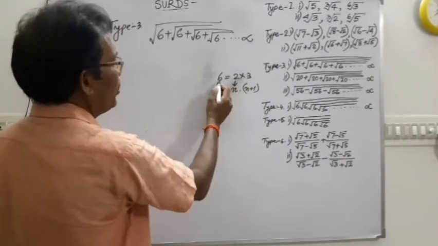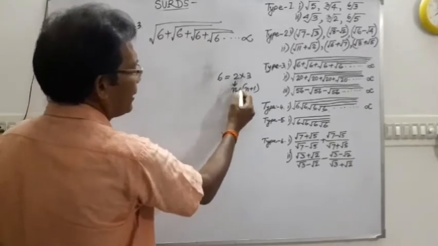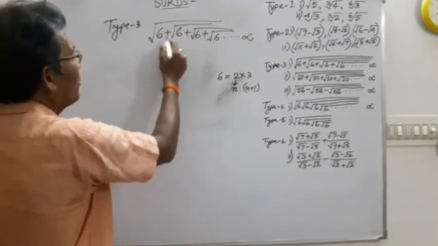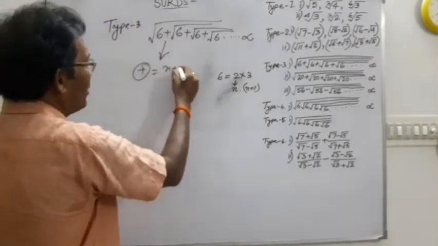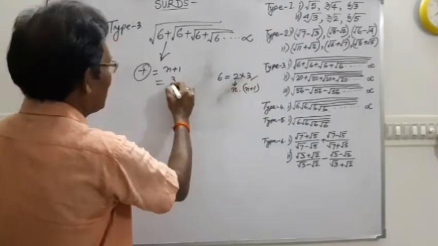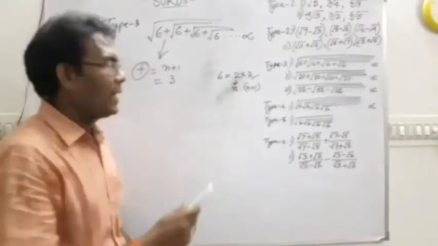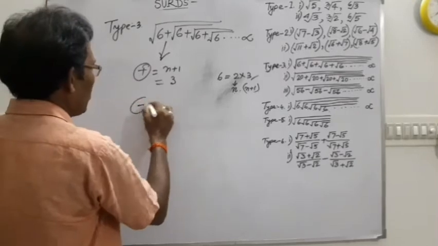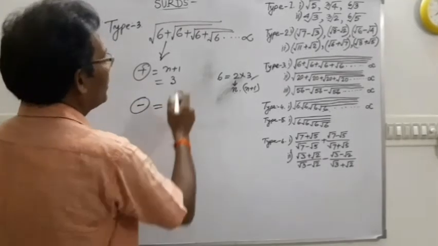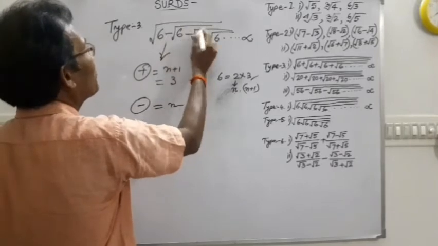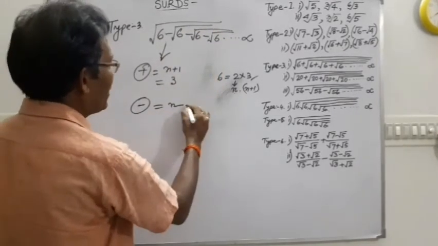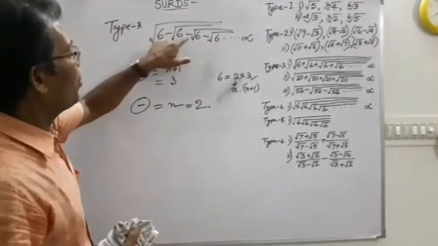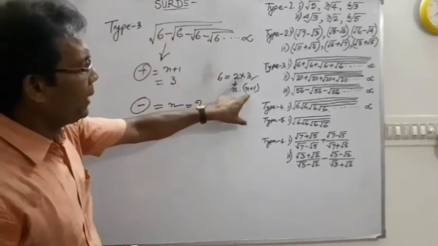Now, first we find the factors of the value, in the form of n into n plus 1. The tricky method: for plus, the answer is n plus 1, that is 3. For plus, the answer will be n plus 1. For minus, the answer will be n. If this is minus, the answer will be n, that is 2. The answer will be 2 for minus. But for plus, the answer will be n plus 1, that is 3.